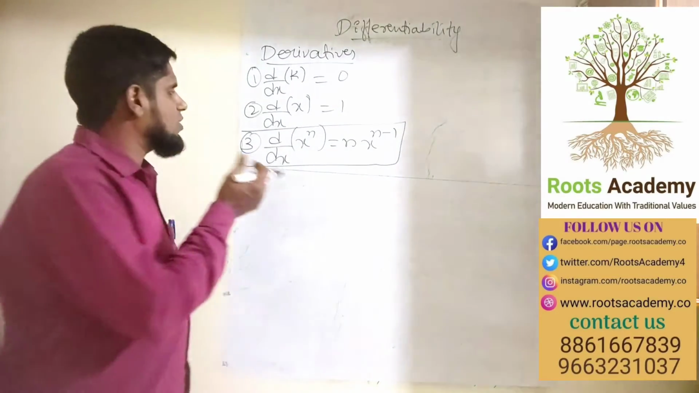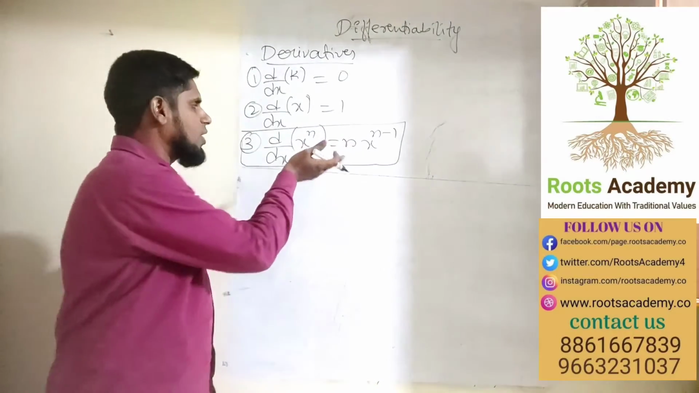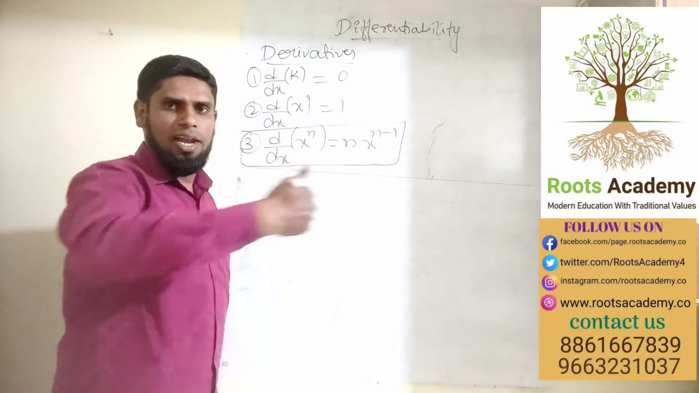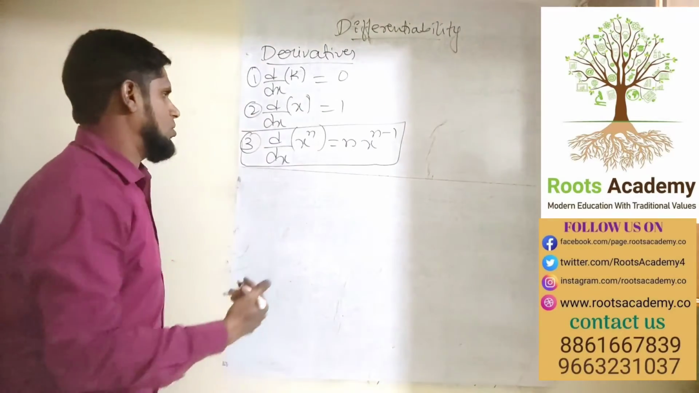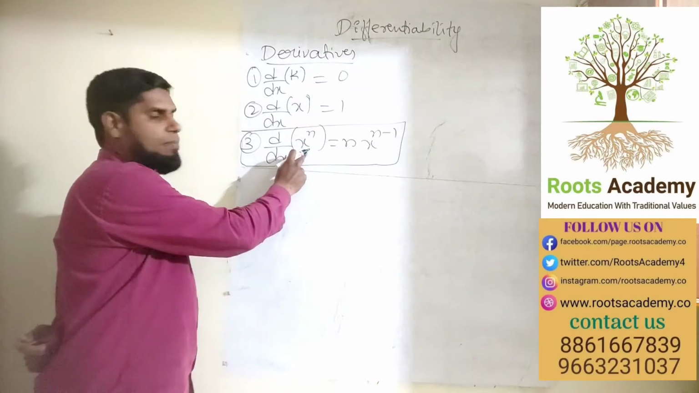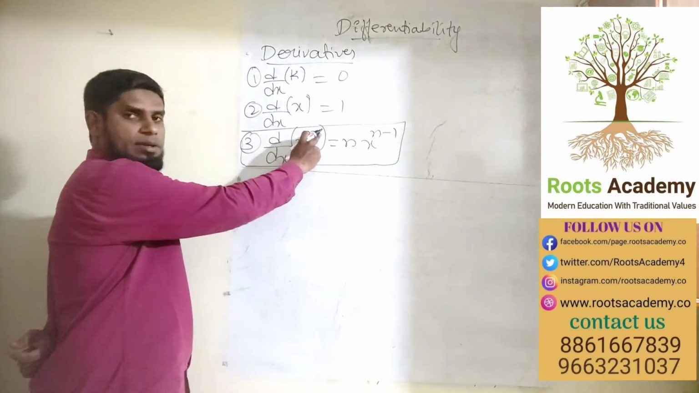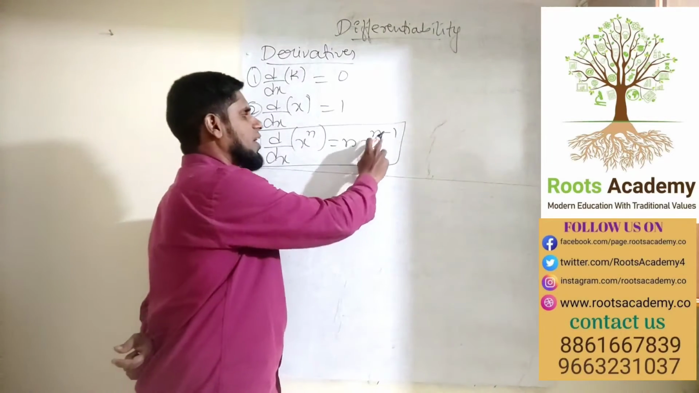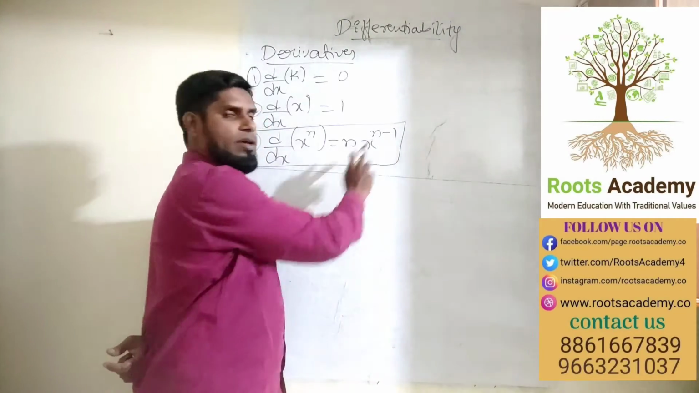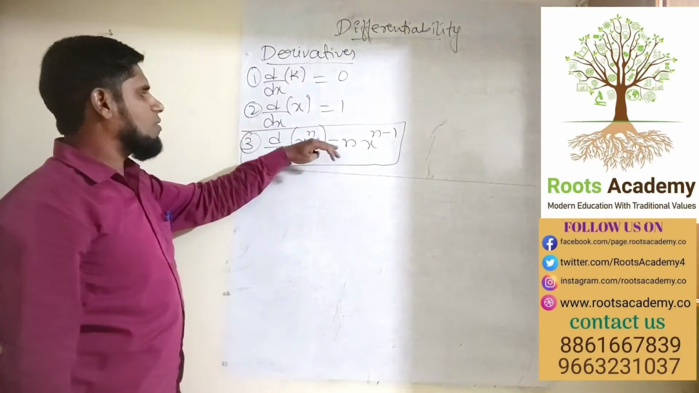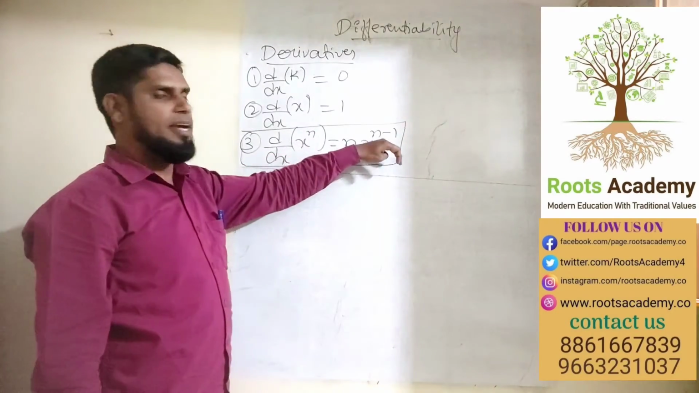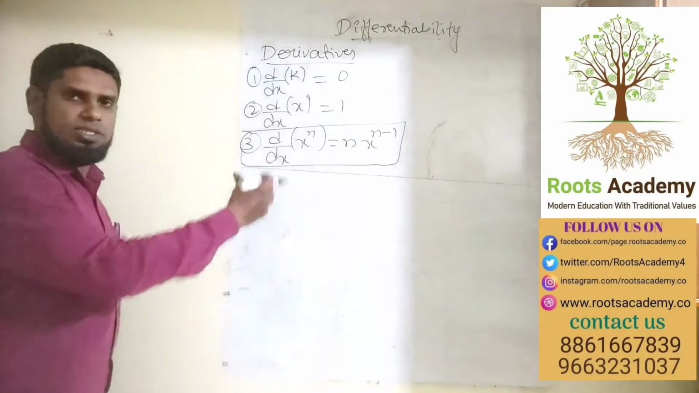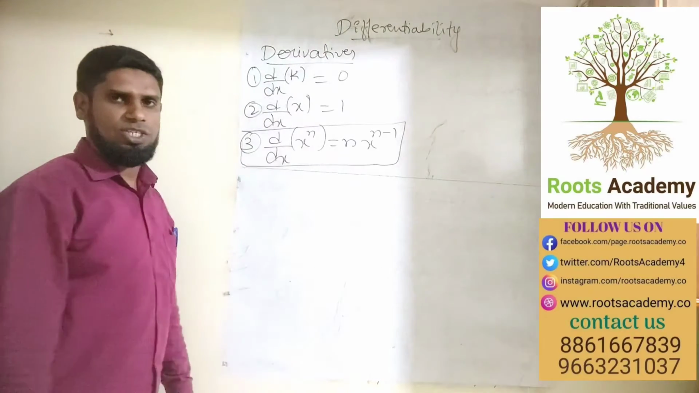Students, with this formula, we can conclude that if we differentiate a function, we are reducing it. Check here: the power of x is n before differentiation. After differentiation, the power of x is reduced by one. That means the degree, or order, is decreasing. So we get lower powers of x after differentiation.